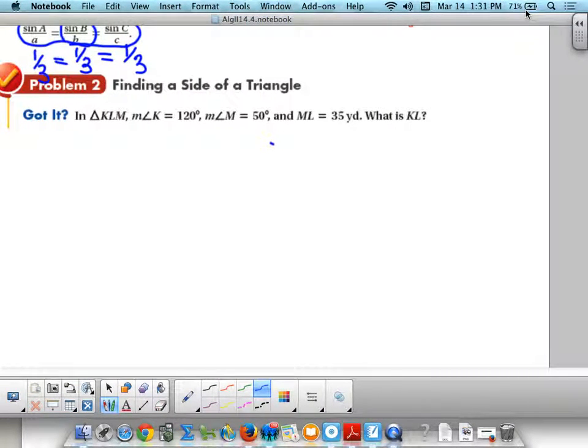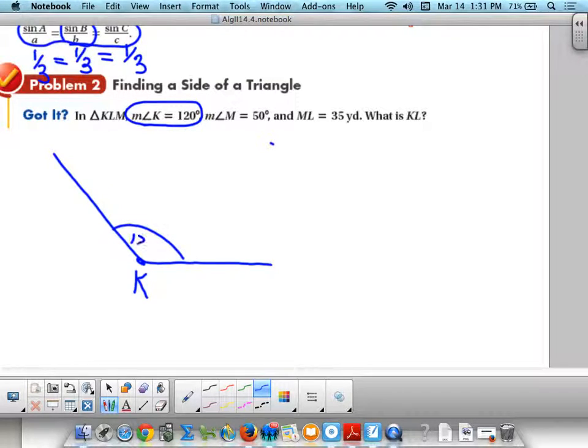Alright. It says in triangle KLM, angle K is what? Angle K is 120 degrees. Okay, so if that's true, then you need to do something like this. You need to draw angle K at 120. Make sure you draw a triangle that looks like the information given. So that's your first draw. Then go here to here. And then start plopping down the other information.